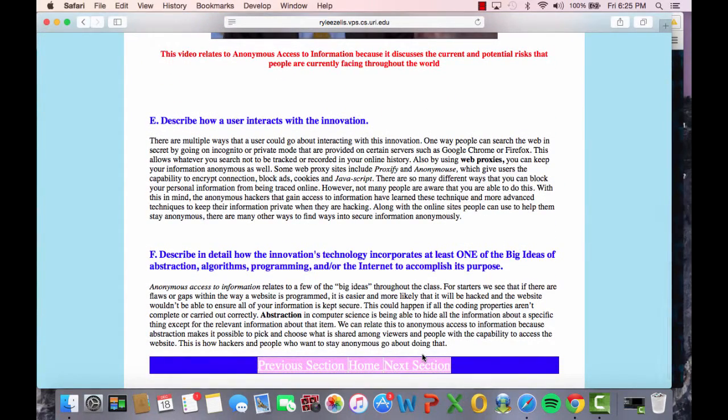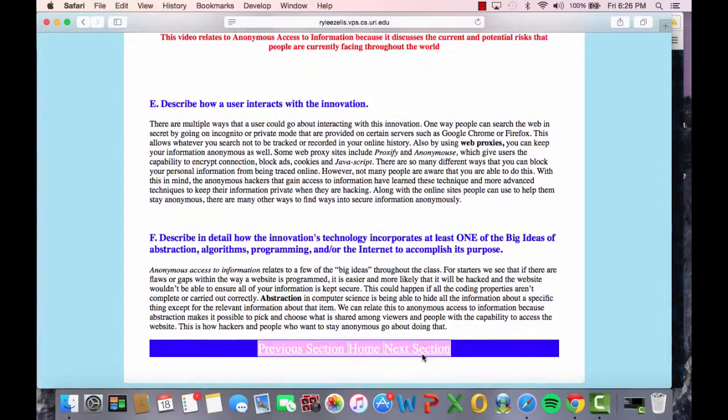For E, I had to describe how a user interacts with the innovation. Many people can hide their web activity using web proxies. Examples of these are Proxify and Anonymous, which give users the ability to encrypt connections, block ads, cookies, and JavaScripts, and there are also many different ways you can block personal information from being traced online. However, not many people are aware that you can do this, but many people that are aware of this are criminals.